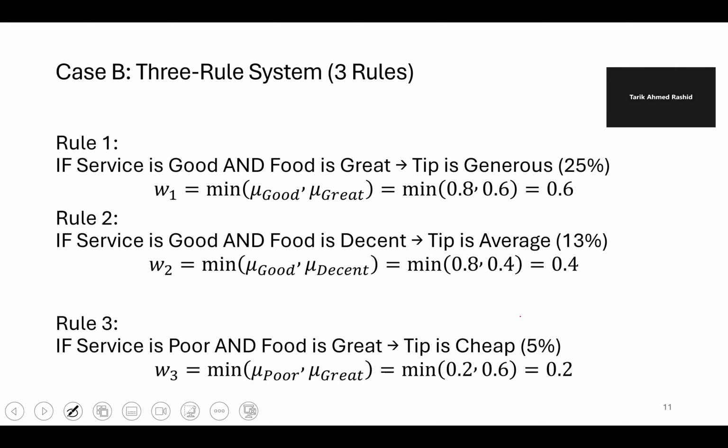Now, if we add another rule, which is service is good and food is great, 0.8 and 0.6, we take the minimum of them. Again, we take the minimum of them. So this is 0.6 multiplied by 0.25, and this is 0.4 multiplied by 0.13.